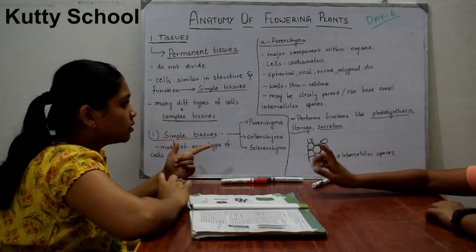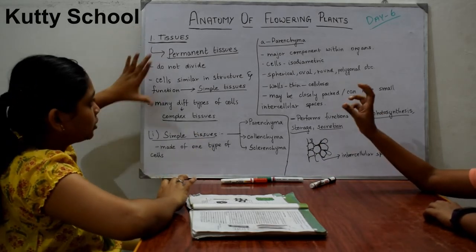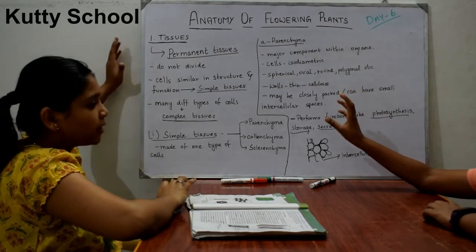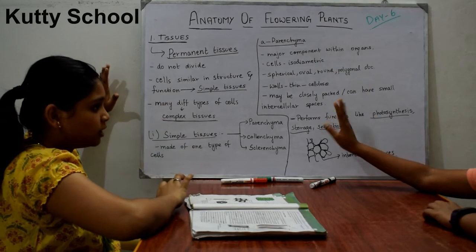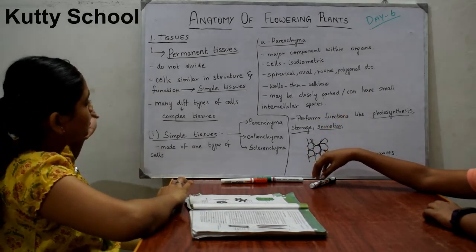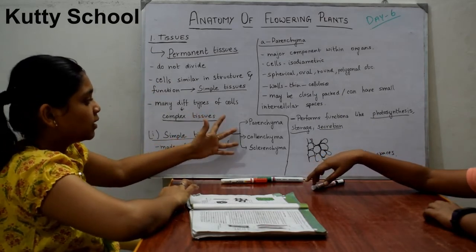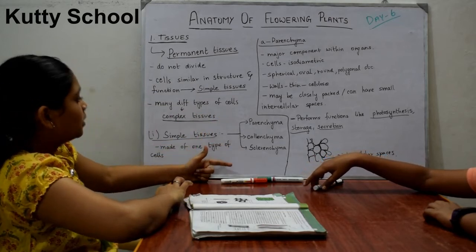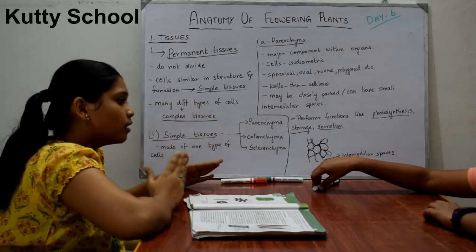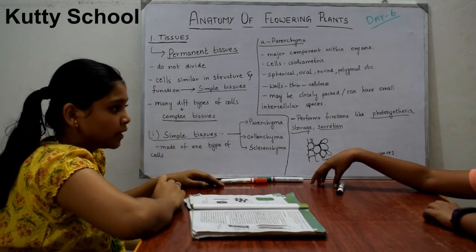First topic is tissues. Under it are two subtopics: meristematic tissues and permanent tissues. Meristematic we have seen. Under permanent tissues we have two divisions, simple tissues and complex tissues. In simple tissues we have three categories: parenchyma, collenchyma, sclerenchyma. In complex tissues we will also have many categories, which we will see in the upcoming slides. So now we will see about collenchyma and sclerenchyma.